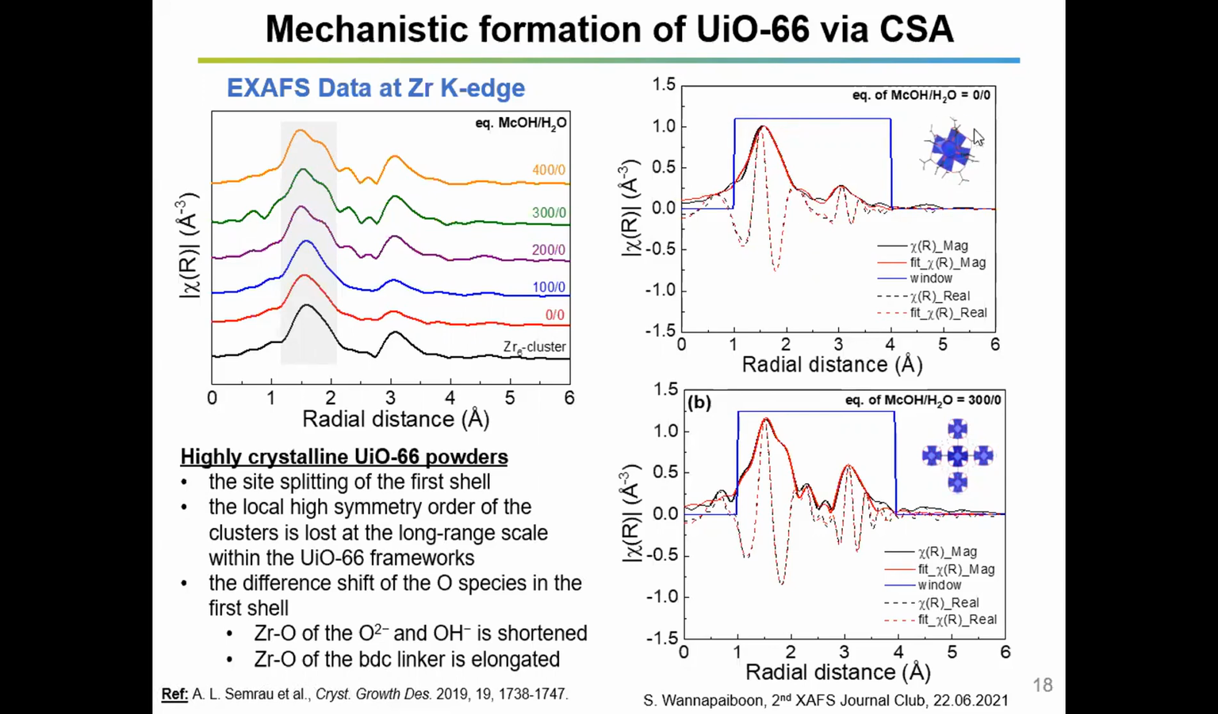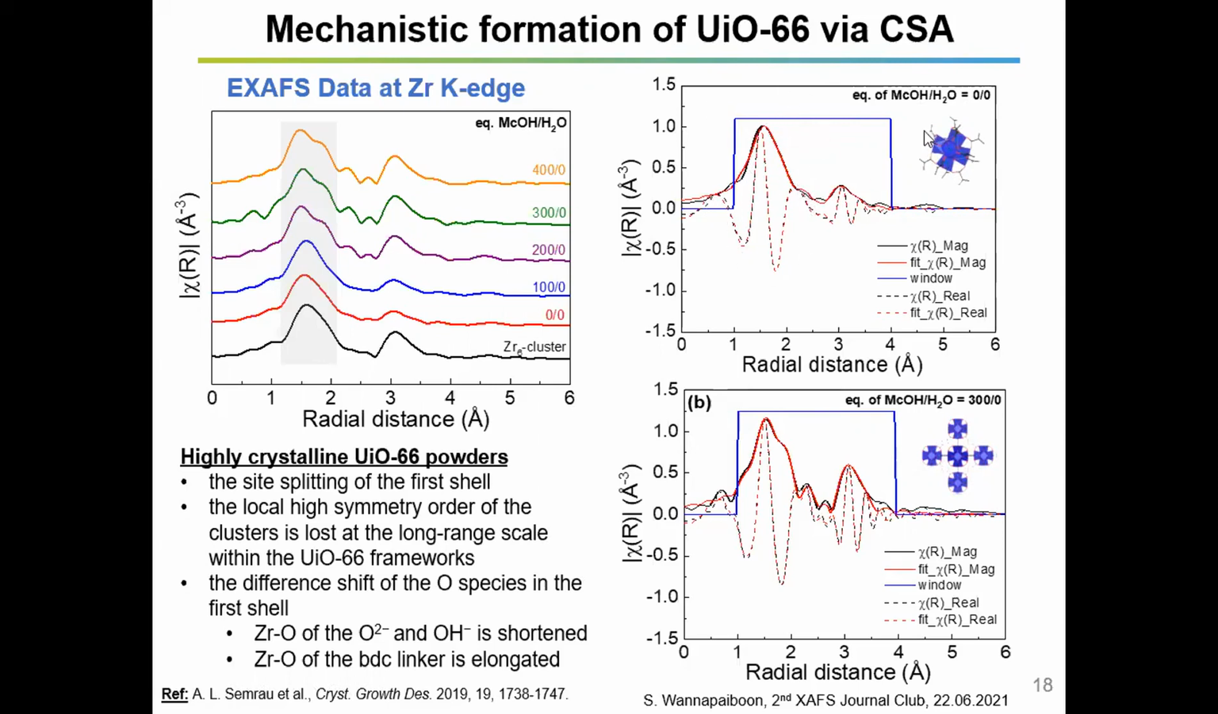So this is the phenomenon explaining that in the case of using a low ratio of modulators, we get basically a similar structure to the zirconium methacrylate cluster itself. So from this, the distance between all oxygens and the zirconium is rather similar, and you end up with only one node here in the first shell.